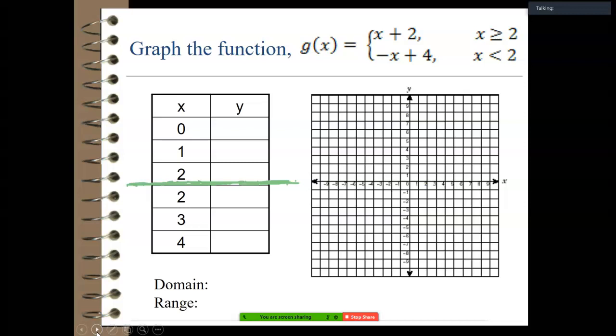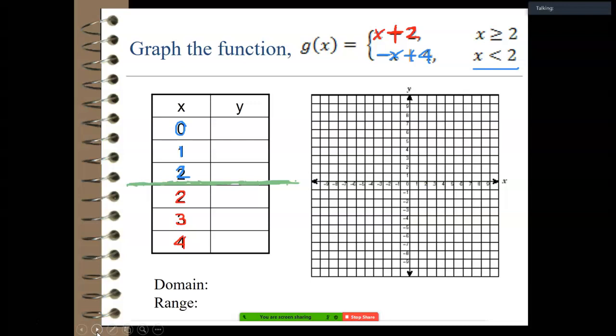X is greater than or equal to 2. So that means the top equation, in this case, is my lower numbers. So the top equation is my lower numbers in my table. And then x values less than 2, use the negative x plus 4 equation. So don't just assume the top equation goes into the top part of the table. You have to look at the values and pay attention to where they plug in.